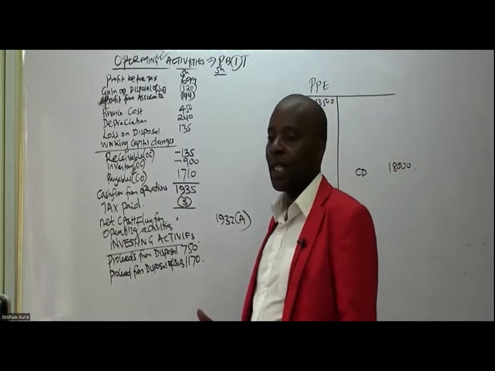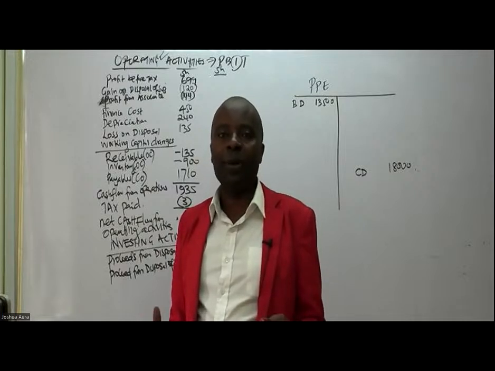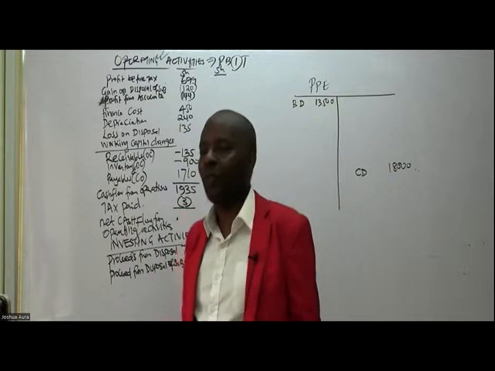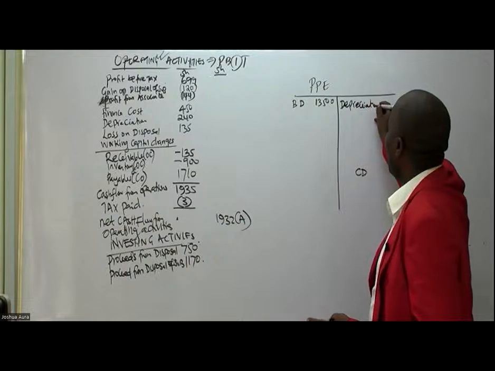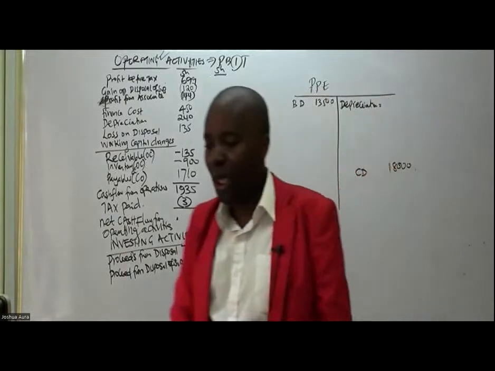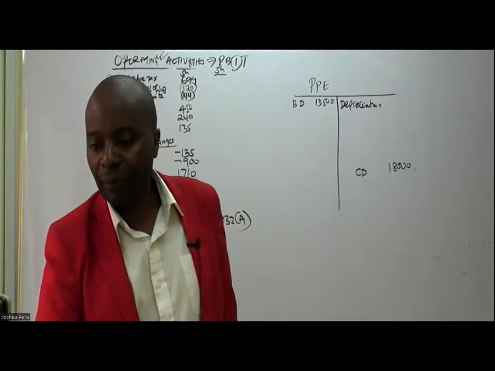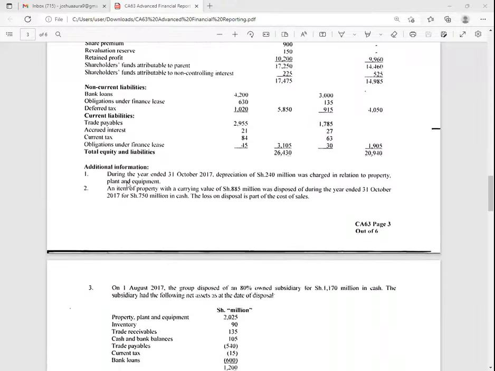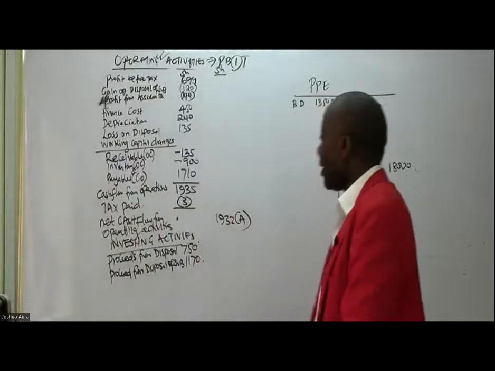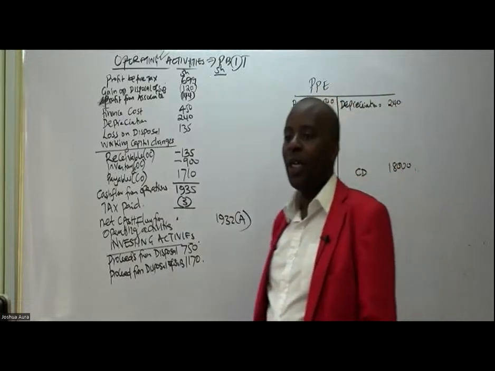So then what affects our property, plant, and equipment account? Very easy. Items like depreciation will reduce value. So come and credit this with the depreciation. They gave us depreciation in note number 1. During the year, depreciation was 240. So that reduces my PPE value. So 240.